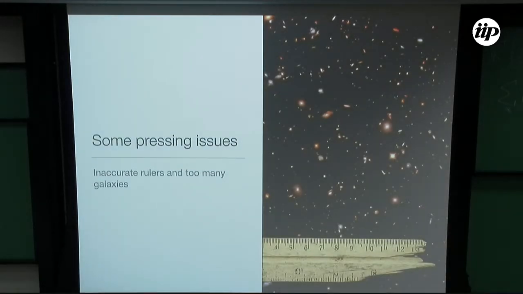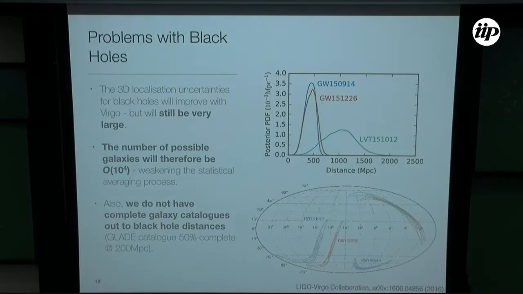Right, some pressing issues. Okay, yeah. Inaccurate rulers and too many galaxies. So it's already been pointed out that there is the confusion noise approach, which is the easiest one, where you get a sky map and you go and look and count the galaxies and do this histogram kind of approach. That's kind of the easiest to start with. It's probably just as easy as your approach, Stephen.